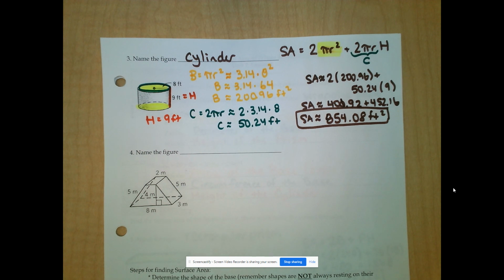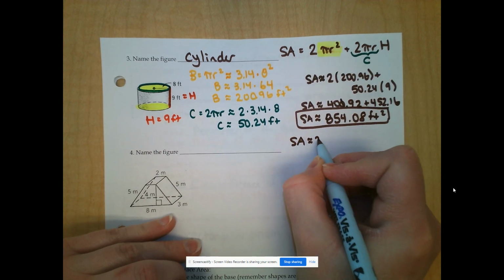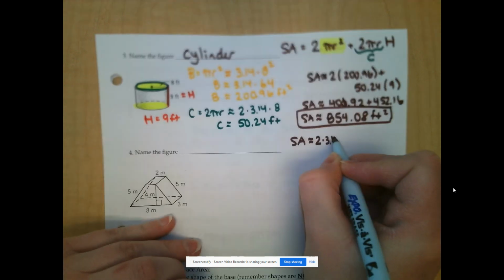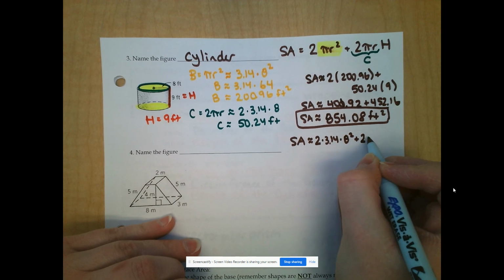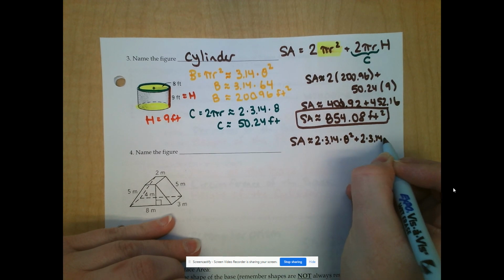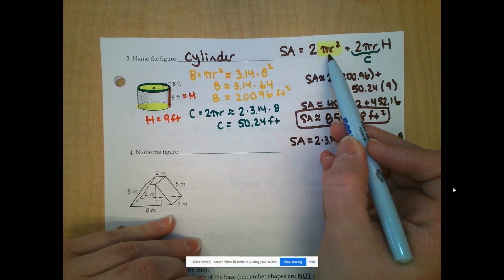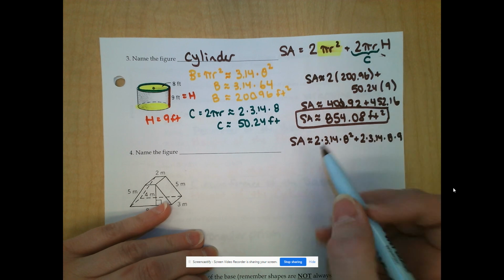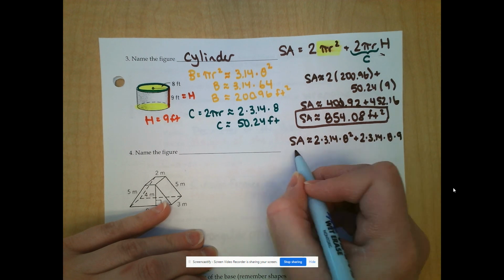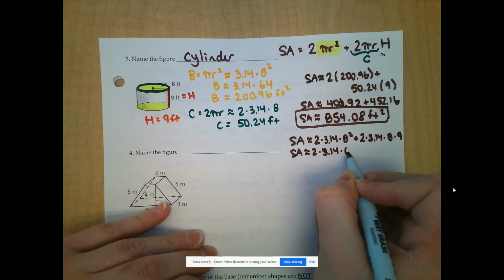Now, me personally, I do not do cylinders the way I do prisms. If I am going to find the surface area of a cylinder, I am going to use the formula that is right up here: 2 times 3.14 times 8 squared plus 2 times 3.14 times 8 times 9. I fill in each individual piece into one long formula. Then I do the 8 squared because exponents come first.